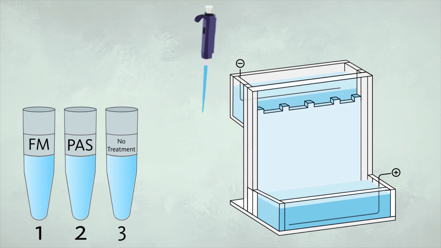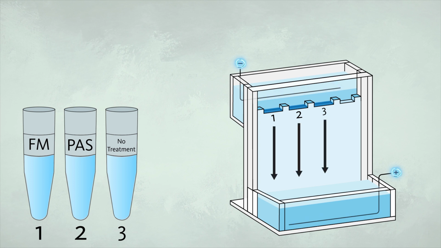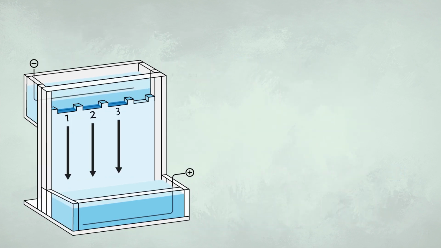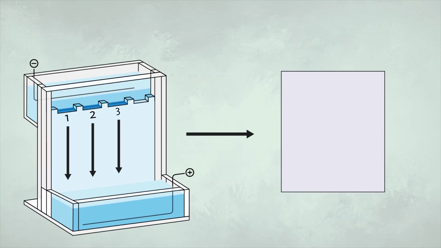The protein mixtures are put into wells in a polyacrylamide gel matrix. Then they are run in an electric field. Because they have been coated with a negative charge, they flow towards the positive terminal. The bigger proteins are slowed in the gel matrix compared to the small proteins, so they separate based on size. To make the gel easier to work with, the proteins are transferred to a special paper, which then can be developed to see the different proteins.